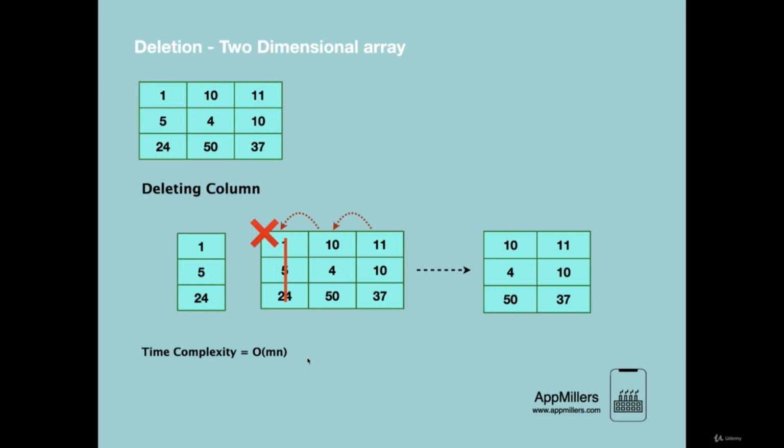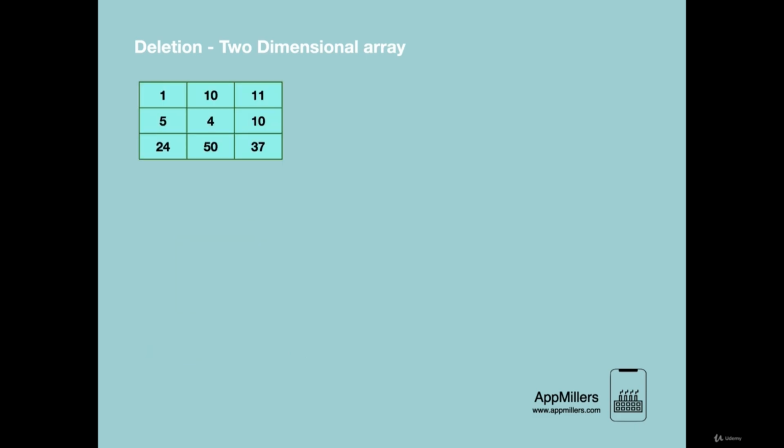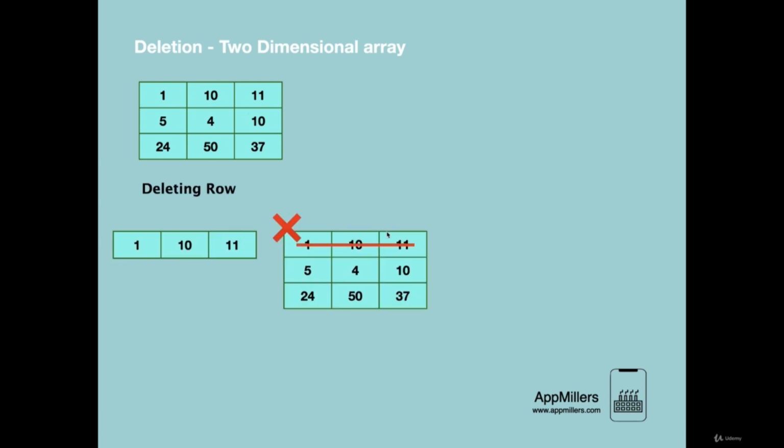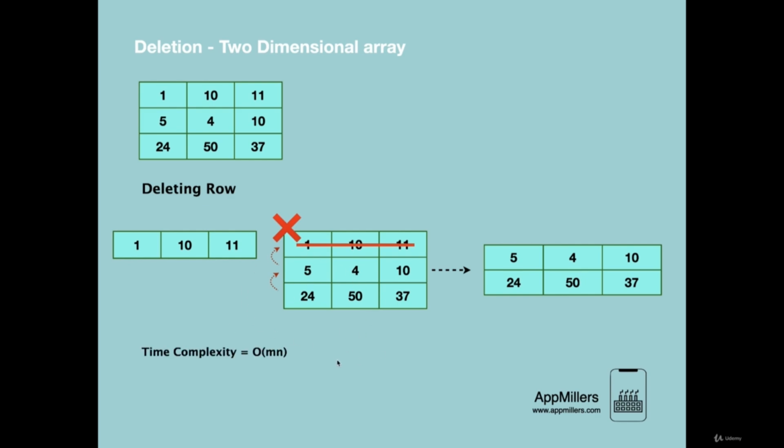Now let's see how we can delete a row from a two-dimensional array. Let's say we have an array like this and we want to delete the first row. In this case, what will happen? When we delete the first row from a two-dimensional array, the second row will move to the place of the first row, the third row will move to the place of the second row, and it will continue like this. As you see, this is also a very time-consuming process because every time we have to move the rest of the rows one row up. So the time complexity for this operation also will be O(mn).